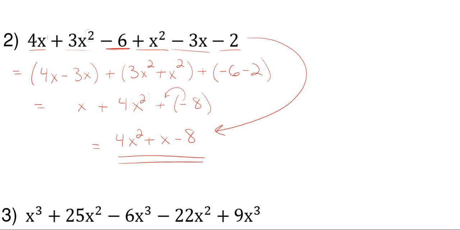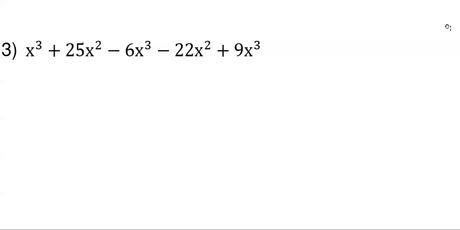Alrighty, so let's move on to our last one here. And once again, let's just start with our first one here. We have x cubed. So let's start with everything that has a cubed. Nope, that's squared. And then minus 6x cubed. Yep, so minus 6x cubed. 22x squared. Nope, it's a squared. And then plus 9x cubed. Alrighty, so I've included this portion and this portion thus far.